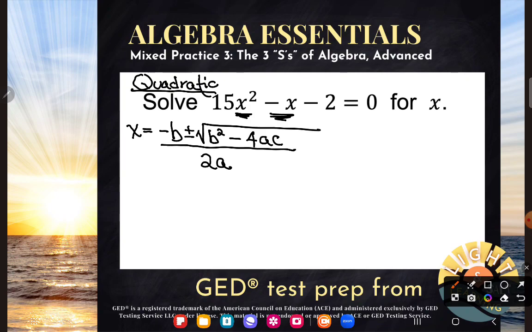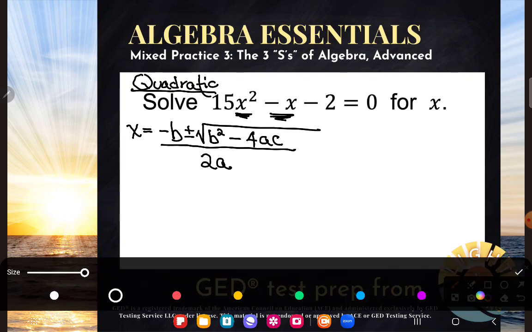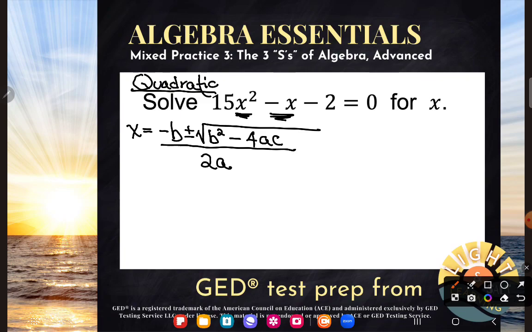So where do you get the a, the b, and the c? Well, a, b, and c are the coefficients if and only if your quadratic equation is solved for 0. So first thing you should do is confirm that it's solved for 0, that all the terms are over on one side, and it's all equal to 0. Check. Once that's done, if it's in that format, then you can see your a, your b, and your c.